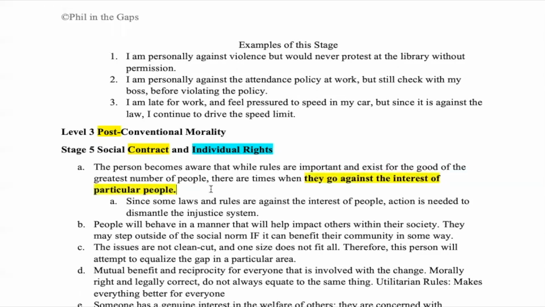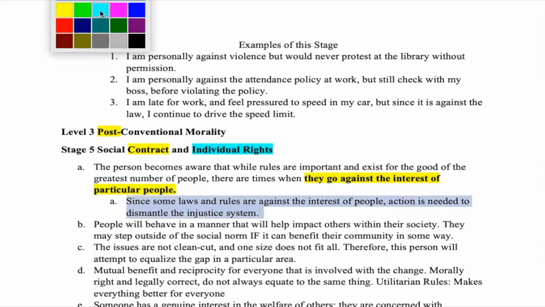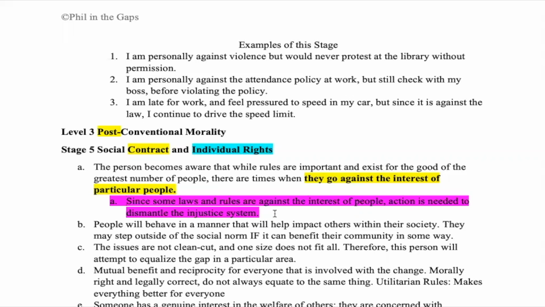And people are not getting their needs met, they're actually being more oppressed. So since there is some good within laws and or rules, that doesn't mean that we have to follow them or kind of put everybody into a template. This is where people will start to behave in a manner that will help impact others within their society. And it's within their society, so it's not the entire world or universe.